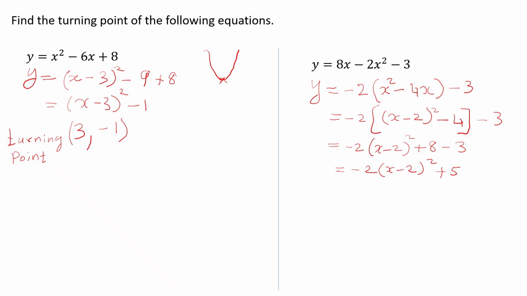To find the turning point, make this bracket its minimum value. The minimum value is 0 when you square it. So make this bracket 0. The x value is 2. When x equals 2, the y value is 5. So this is the turning point.